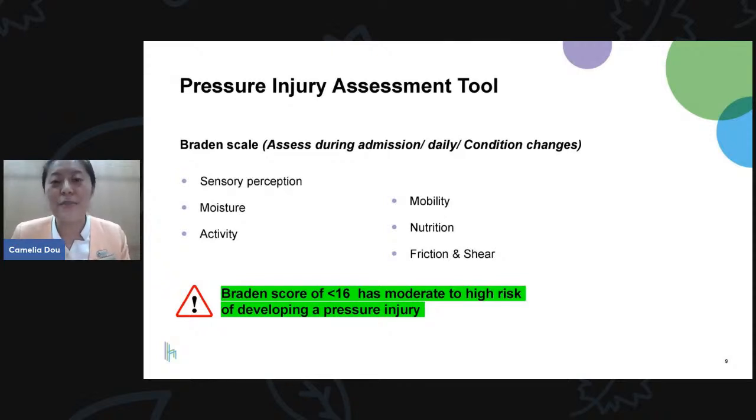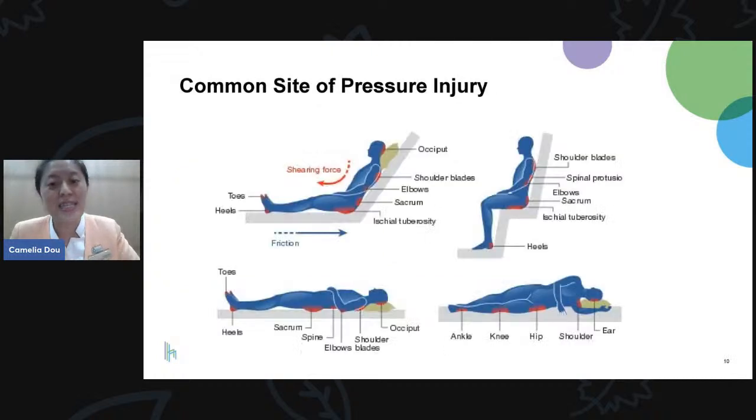So I believe everybody is familiar with this, called the Braden Scale assessment. You are looking at these six areas to do the risk assessment: sensory, moisture, activity and mobility, nutrition, even friction and shear. If a patient scores 16 and below, she already has moderate to high risk of developing pressure injury. So I should say every patient who comes to hospital needs to have this assessment done, and subsequently a daily check. Next slide, please.